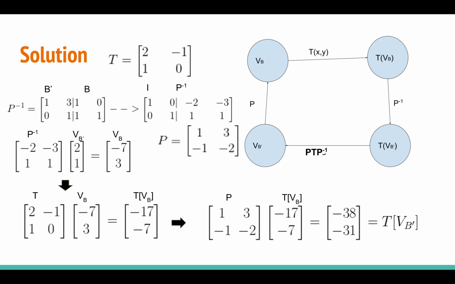From here we go from VB to T VB, and in order to do that, we take the same vector VB and multiply the transformation matrix by the vector VB, and we get T VB. Then we move downwards to T VB prime. We multiply by the inverse of P inverse, which is P. We multiply the matrix P, which is 1, -1, 3, -2, by vector T VB, and that gives us our final answer, T VB prime, which is -38, -31.